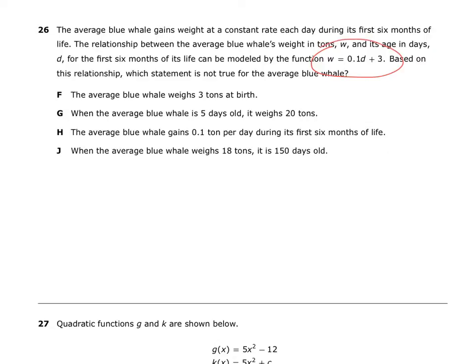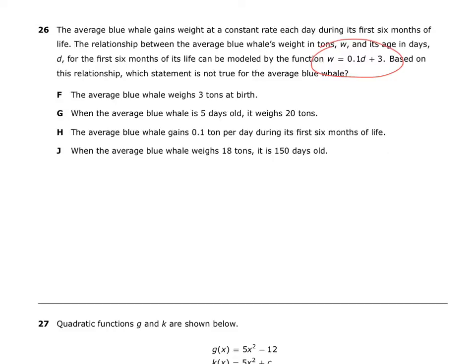Because I have an equation that's in a form that I can graph, I'm going to go into my graphing calculator, clear everything out, and I'm going to put in this equation. 0.1, instead of a D, we'll put an X, plus 3. And we're going to graph it and look at that graph. And so it's a straight line. So we're going to look at F.